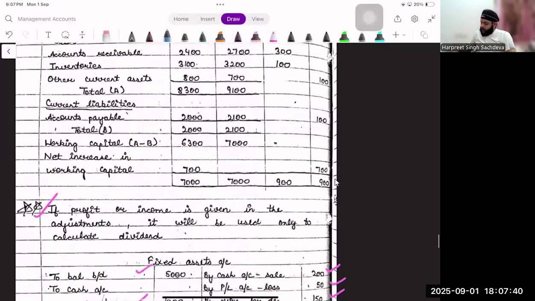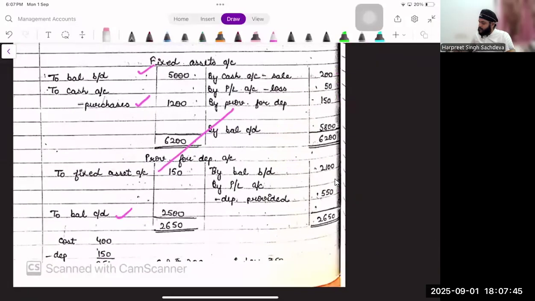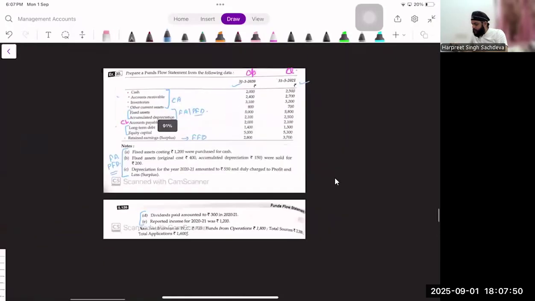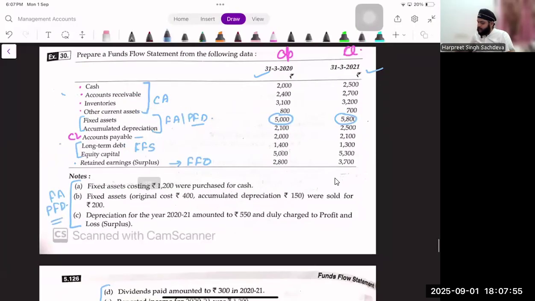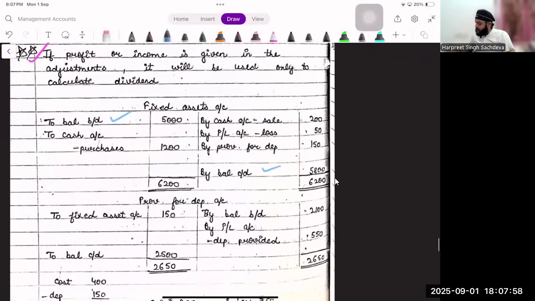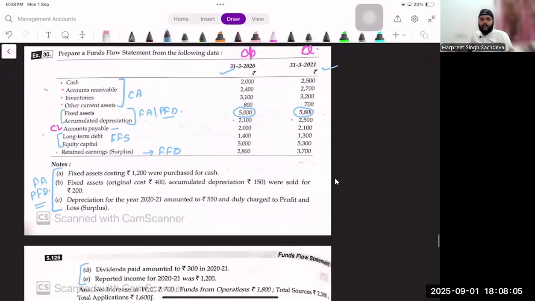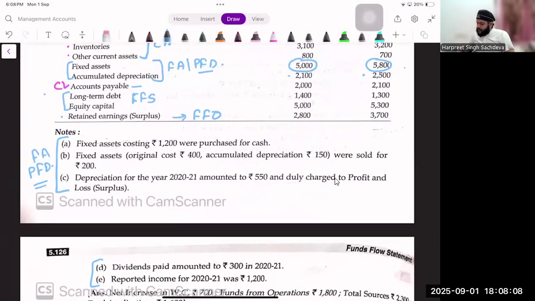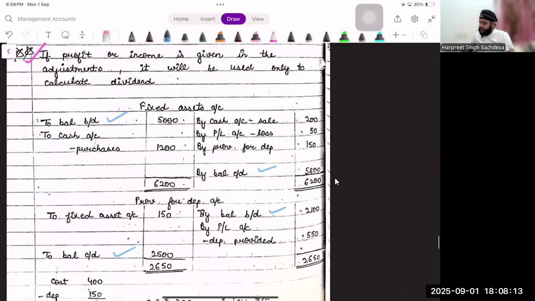Yes. Now further, the fixed asset account and provision for depreciation account. We'll start with the two balances brought down. How much? Gross value, opening value 5,000, closing 5,800. 5,000 and 5,800, and in depreciation 2,100 and 2,500. Okay, Raja? Now the question says fixed assets costing 1,200 were purchased for cash. So it means to cash, purchases. Okay. One thing more done. Next one.